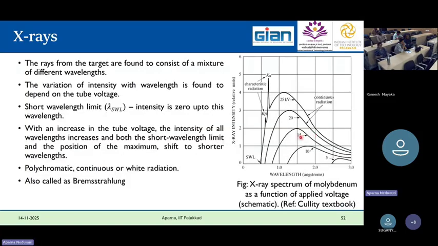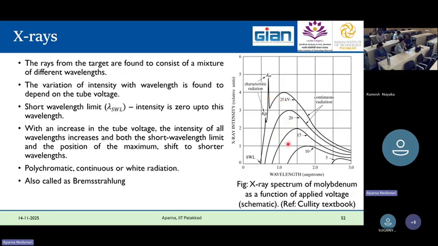Once we come to 15, then the short wavelength limit. The short wavelength limit is the minimum wavelength below which we will not see any intensity of the X-ray. Only after that can we see the intensity of the X-ray. As we increase the accelerating voltage, it has been observed that the short wavelength limit decreases towards lower wavelengths, and also the position of the maximum of this intensity has shifted.